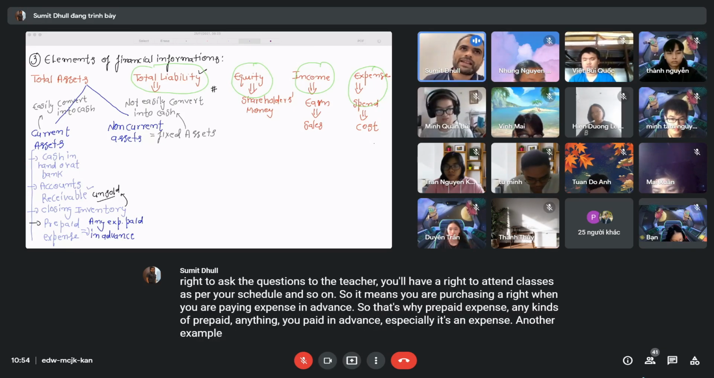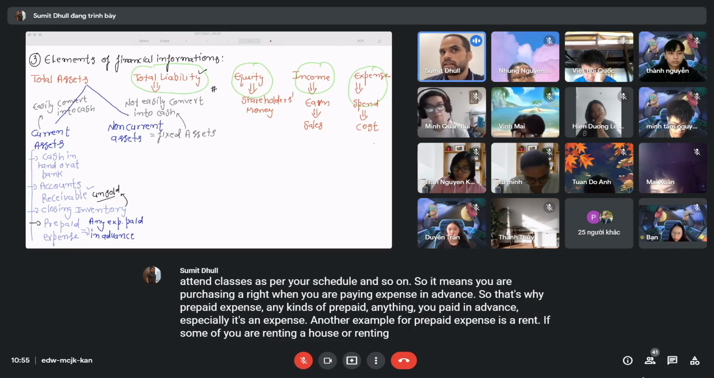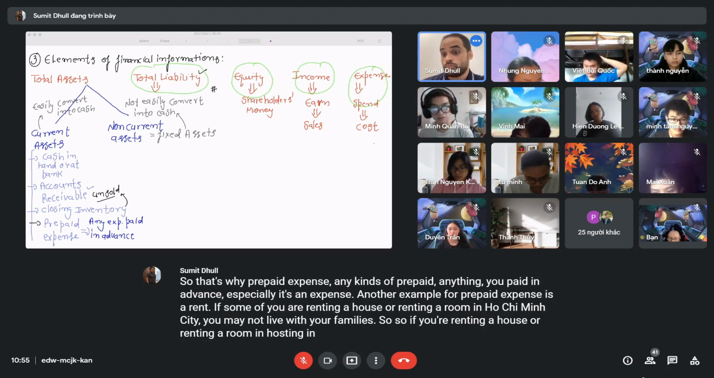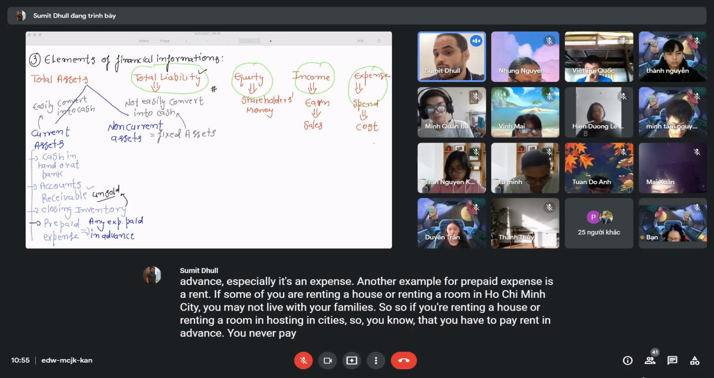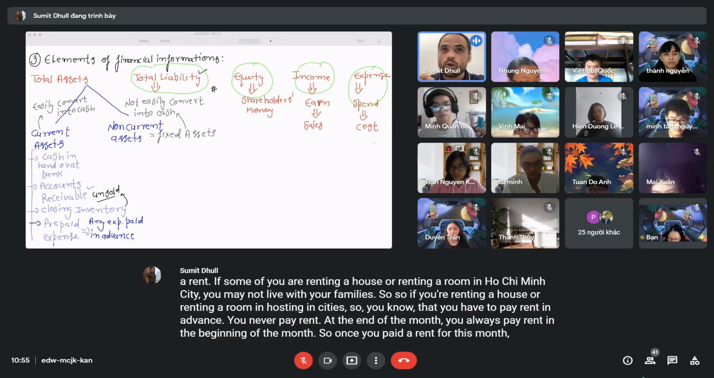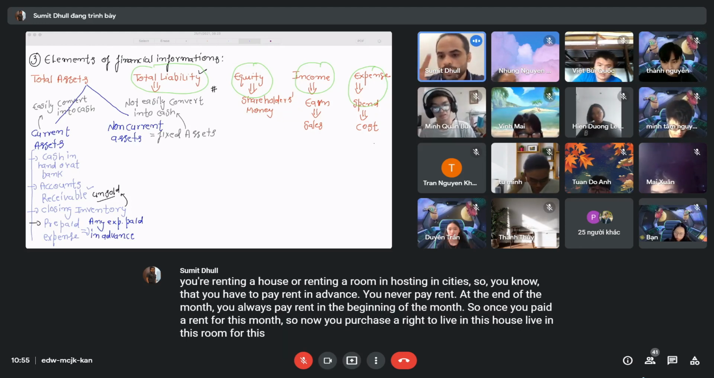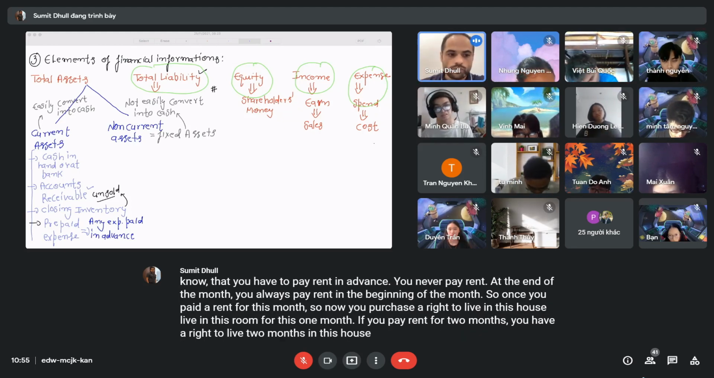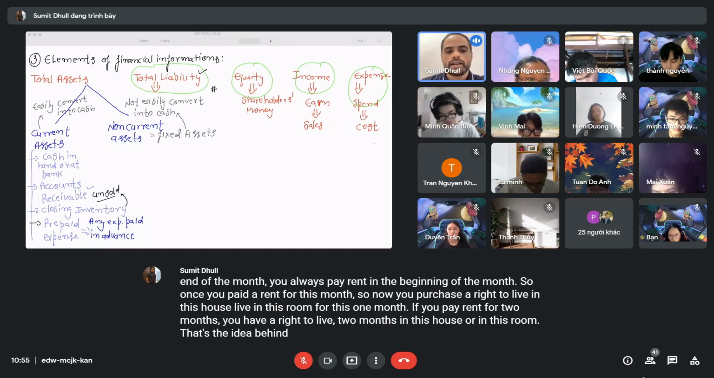Another example for prepaid expense is a rent. If some of you are renting a house or renting a room in Ho Chi Minh City, you may not live with your family. So you know that you have to pay rent in advance. You never pay rent at the end of the month. You always pay rent in the beginning of the month. So once you paid a rent for this month, now you purchase a right to live in this house, live in this room for this 1 month. If you pay rent for 2 months, you have a right to live 2 months in this house or in this room. That's the idea behind prepaid expense.